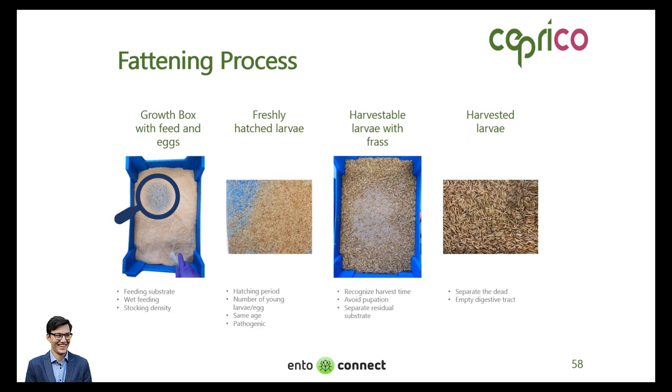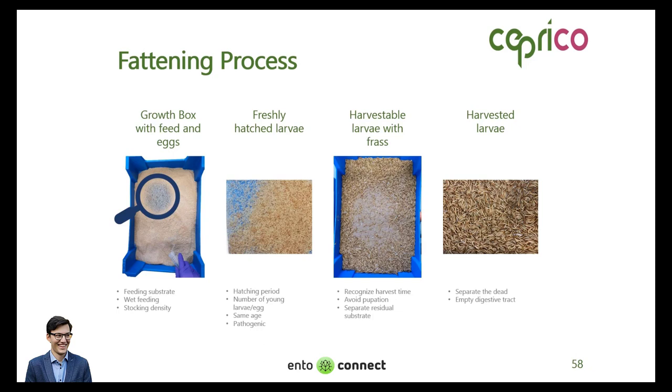In our case, we, for instance, use side streams from the milling process of our partner, Sankt Hippolyt. So those are basically side streams from the horse feed production. Then the larvae begin to feed on this substrate. And after around 10 weeks, they reach the harvest weight. Basically, all of the substrate is converted to insect frass, which is a super organic fertilizer. And then you can harvest the larvae and start the processing.